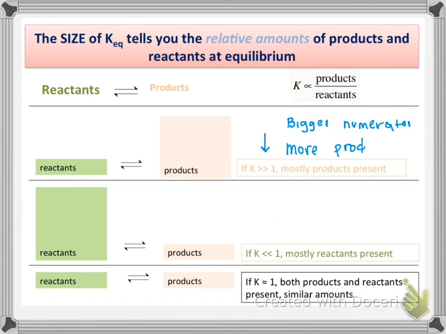And then the opposite is true if we have a small KEQ, where K is less than 1, because that means we have a big denominator. And so we have more reactants. So we say if KEQ is less than 1, it's reactants favored. And if KEQ equals 1, that would be a special scenario where we happen to have half products and half reactants, so they're present in similar amounts.